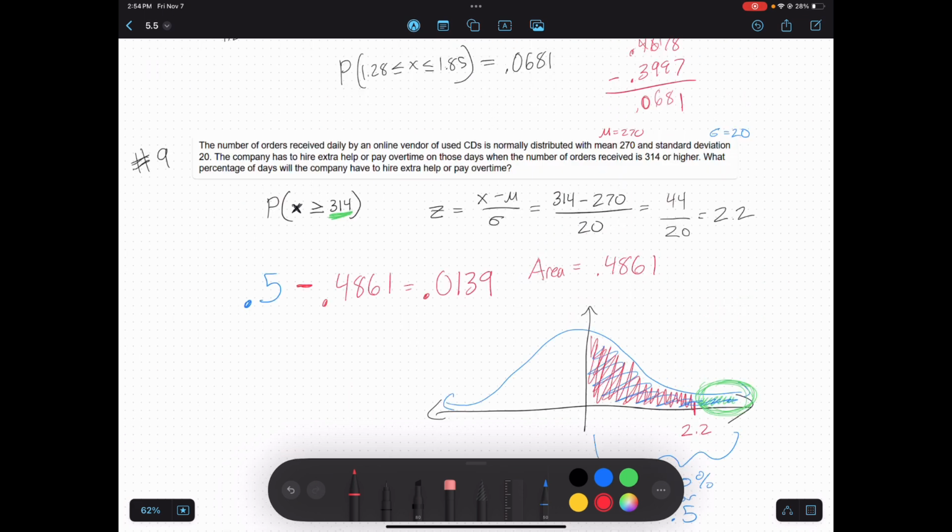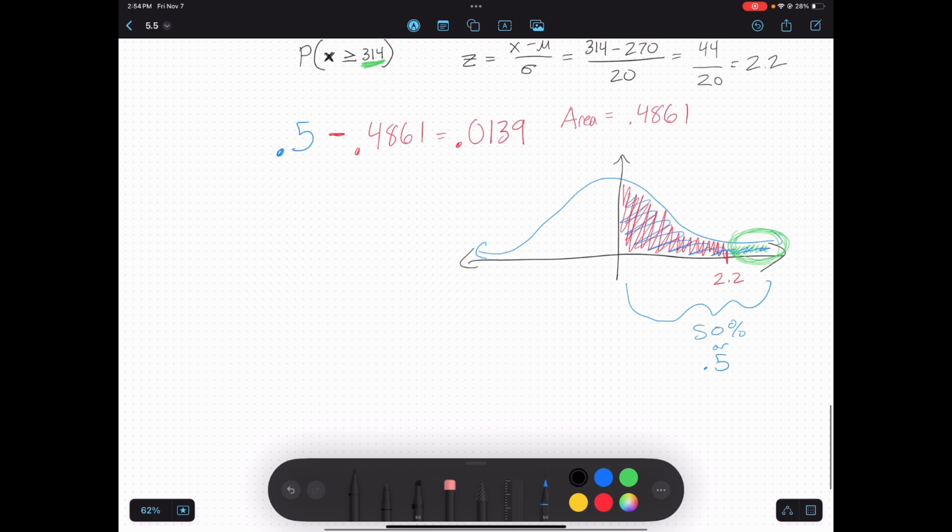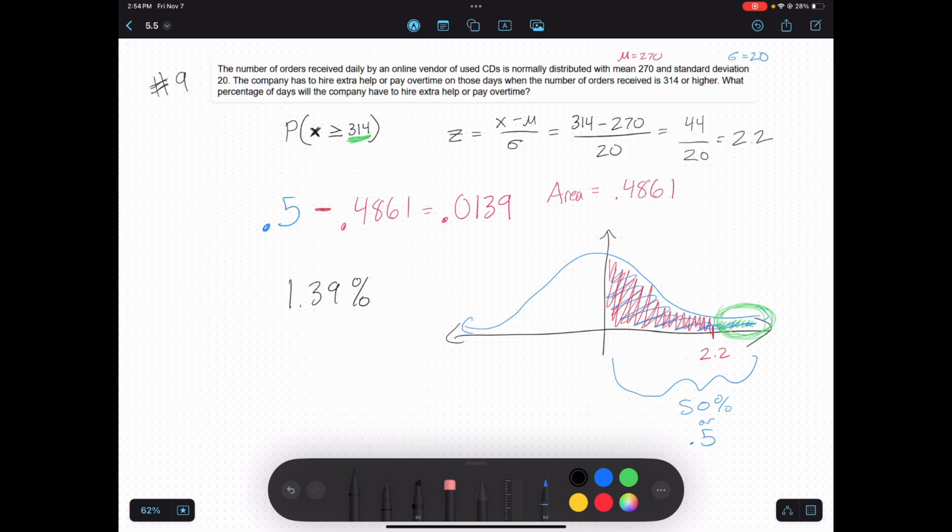And that makes sense. If the average is 270, then the likelihood of getting 314 or more should be relatively low, and that's what this is saying. There's a 1.39% chance that the company will have to hire extra help or pay overtime. That's the percentage of days that this situation will occur.